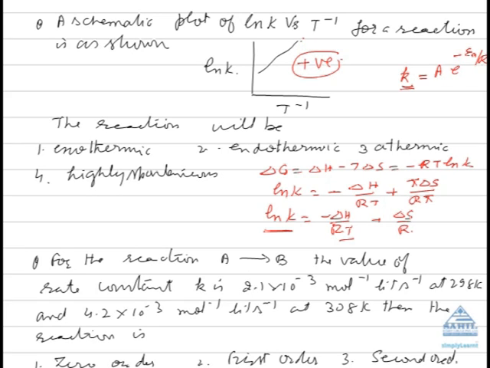So if the reaction has delta H negative, then negative negative will be positive. So the slope will be positive. That is why this reaction is exothermic. Had it been endothermic, the slope would have been negative because before delta H you have a negative sign.